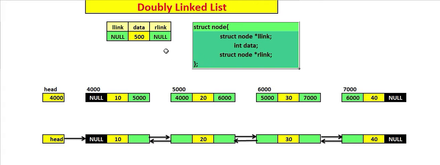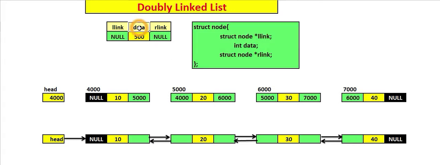One more thing is that in some books, instead of data you get something called info, and instead of the right link they use the term next, and instead of the left link they use previous. But in this video and henceforth on DLL, we'll be using the left link and the right link. So whenever you see next and previous or info, don't get confused. It is the same thing, but you need to understand the fundamentals of the DLL.